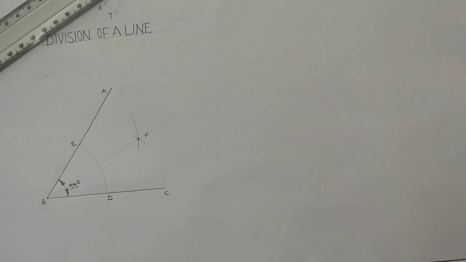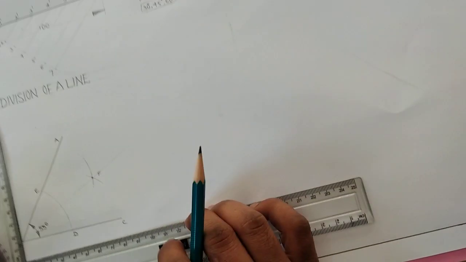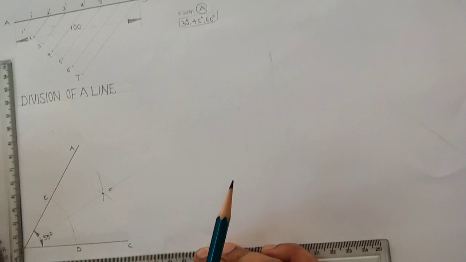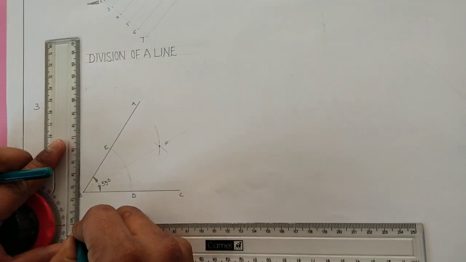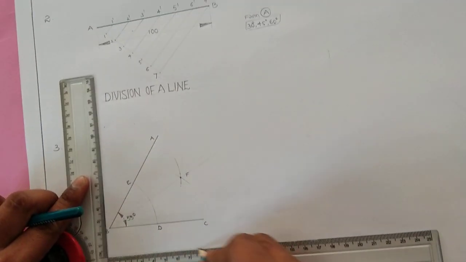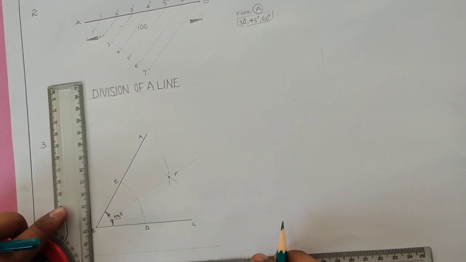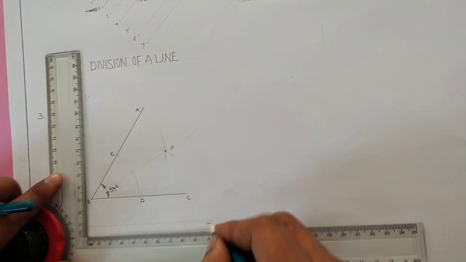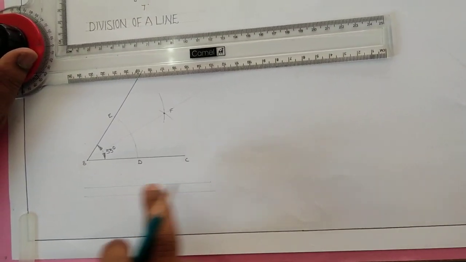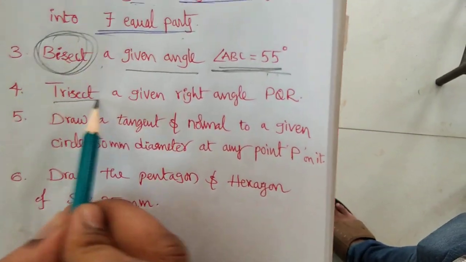And here we should give the subtitle, that is bisection of an angle. So you can do it later. So already you know how to give the subtitle. So you can write this one, bisection of an angle. We can write it. And next we are moving to the fourth problem, that is about trisect.